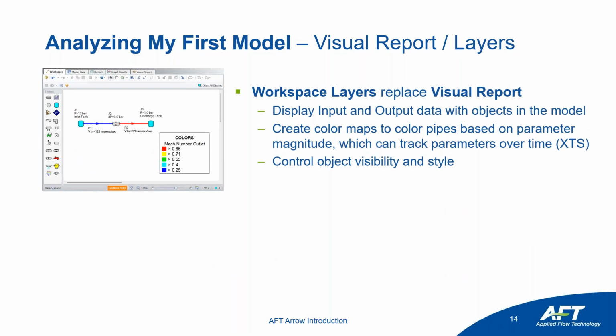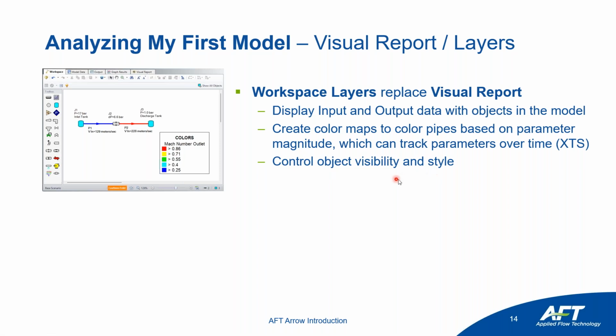So before we touch on scenarios, next we'll touch on workspace layers. If you are a legacy AFT user, this is going to replace those visual report features. And it's a way to display things like our input and our output parameters next to the objects in the model. So our velocities, for example, for each of these pipes, or our pressures for each of these tanks. And we can also use it to create color maps. Maybe we want to color code things like a maximum velocity that'll automatically flag us if our velocity is too high in any pipes. And we can also use it to control object visibility and style.